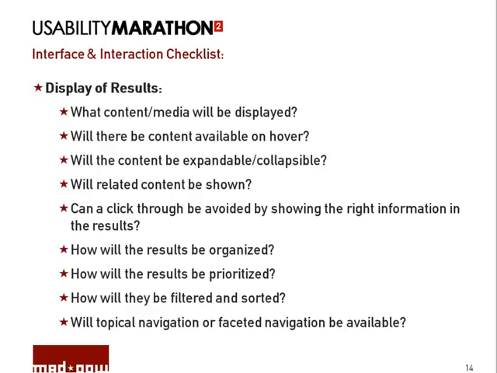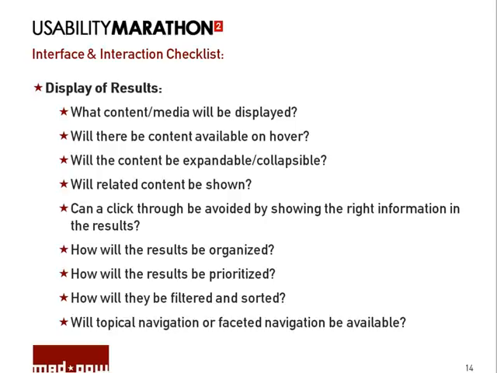Will there be related content shown? So show me more like this, or things that are in that information space but in a different area. Could you show that? Could you avoid a click-through by showing the right information? And how are you going to organize the results? How are you going to prioritize the results? How will they be filtered and sorted?